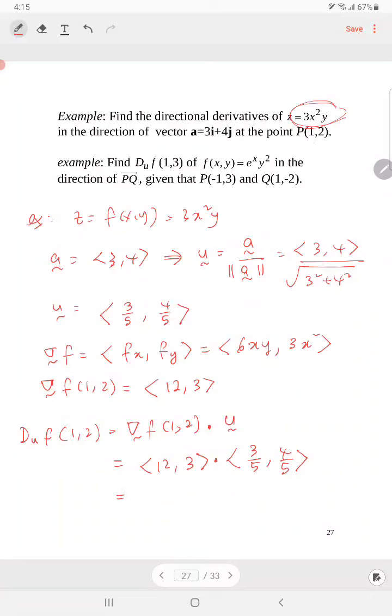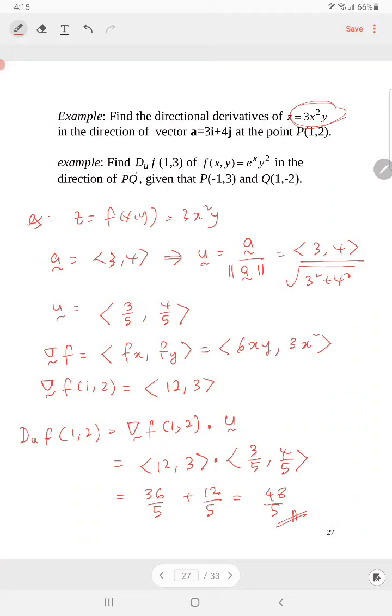The x component multiplied with the x component gives 36/5. The y component multiplied with the y component gives 12/5. So that will give us 48/5. That is the directional derivative of f in the direction of a.